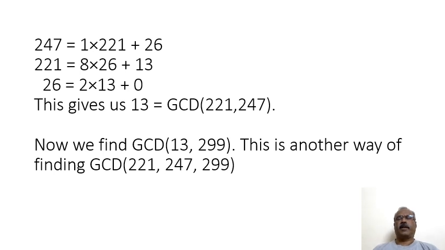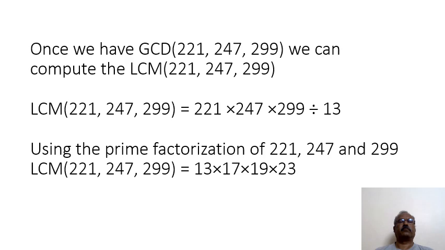So successively finding the GCD, first you take a pair of numbers, find GCD, then take this GCD and the next number, find that GCD and continue the process. That is how we find GCD of a larger array of numbers. Once we have GCD of 221, 247, 299, we can compute the LCM of 221, 247 and 299. The LCM of 221, 247 and 299 will equal 221 times 247 times 299 divided by 13.